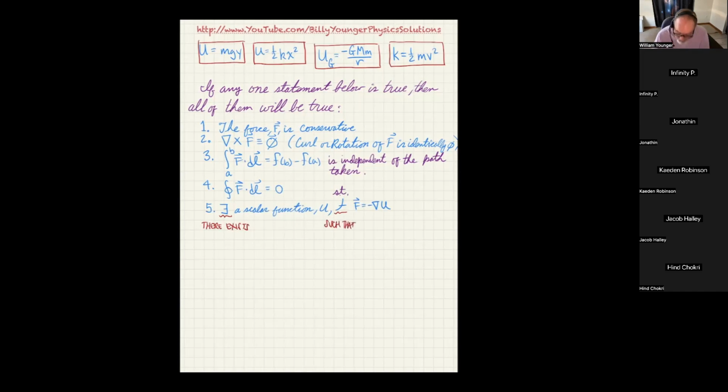So the whole reason that we were able to find these scalar potentials, the mgy, the 1/2 kx squared, and the negative GMm over r, the whole reason we were able to find those is because the gravitational force and Hooke's law force are conservative forces. And they're conservative forces because their curl is 0 or their rotation is 0.